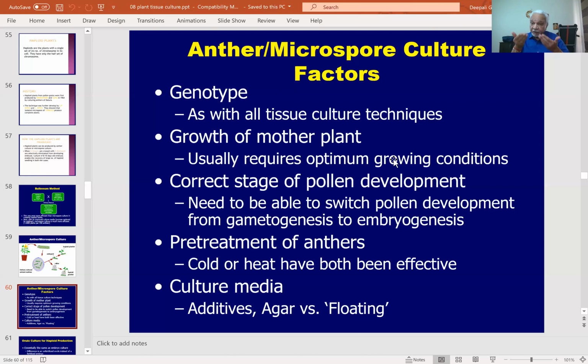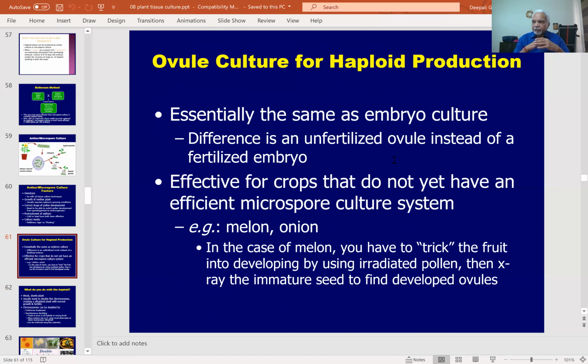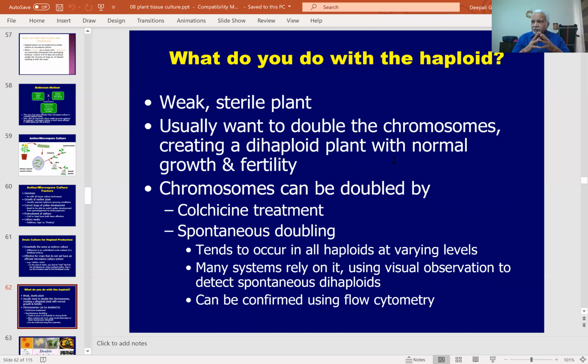That is one factor. The kind of growth regulators one is using needs to be optimized. These are the factors which need to be looked at, both from the explant side and the in vitro technique side. All of these need to be optimized. Similarly, in ovule culture, you can produce haploids using ovules, or the female reproductive part, and basically it has the same factors which I have discussed for anther culture. These factors are pretty common.